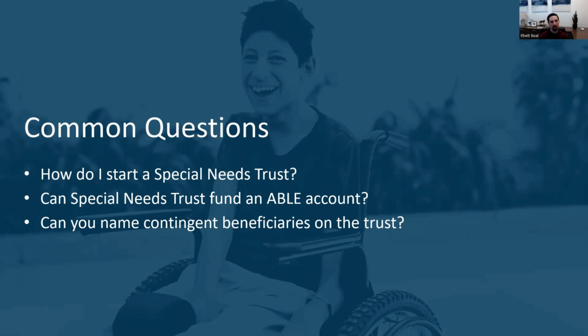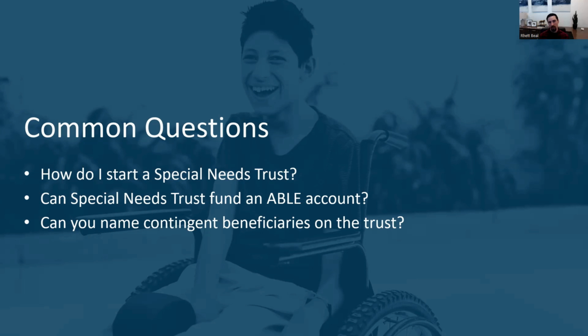Can you use a special needs trust to fund an ABLE account? The answer is yes, and I actually recommend doing this to help pay for daily living expenses. Because with the special needs trust, we really don't want to fund the money out of the special needs trust directly to the individual. You just start running into income and resource problems.